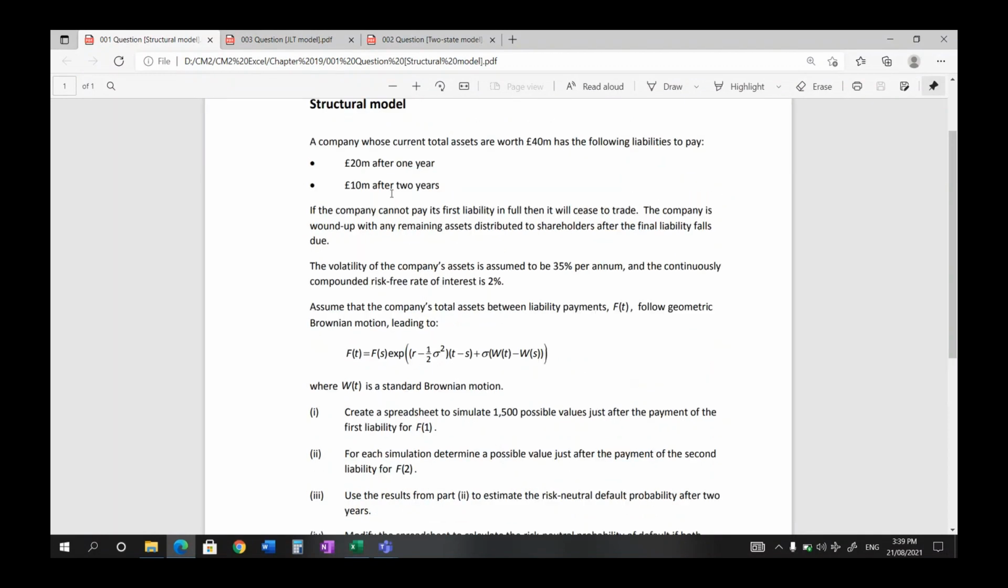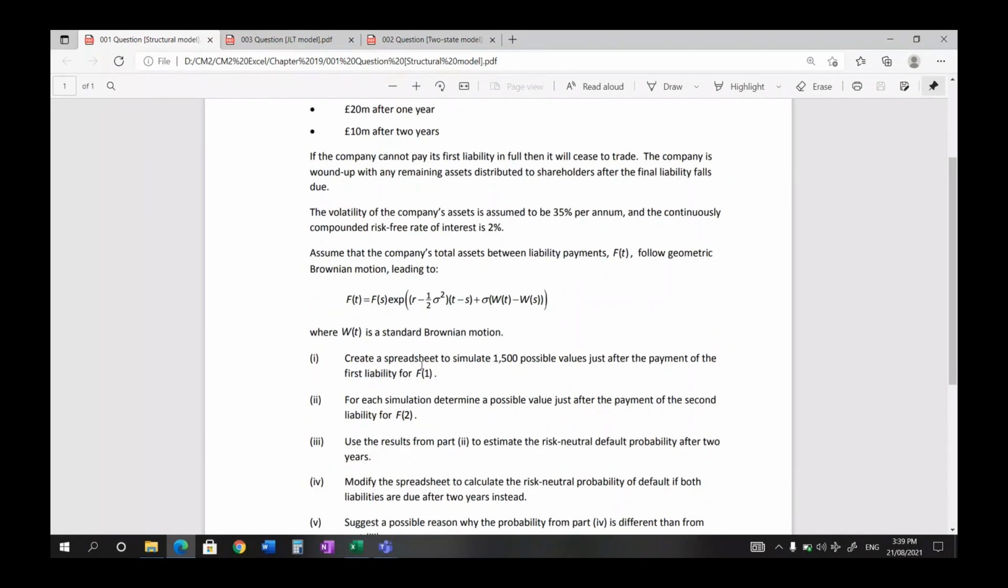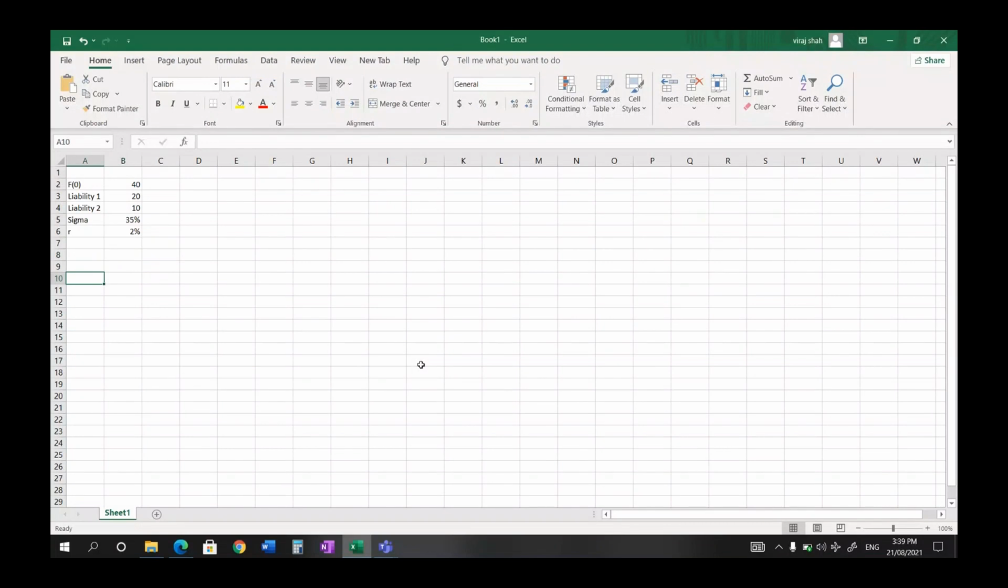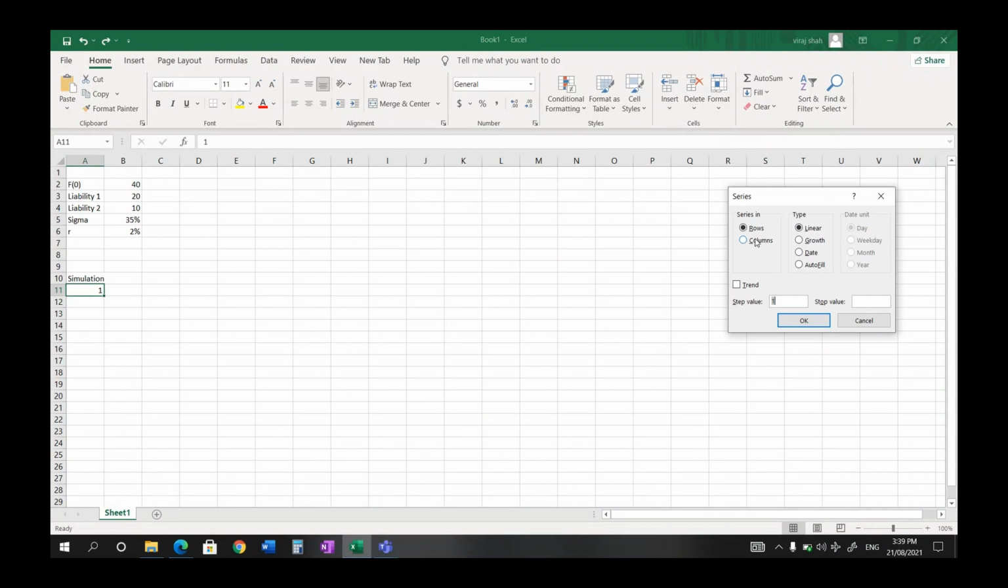So what is liability 1? 20 million. We have to create a spreadsheet of your 1500 samples. So basically 1500 simulations we'll draw. I will just use my fill series. Fill down, sorry, fill series column, stop value would be 1500.